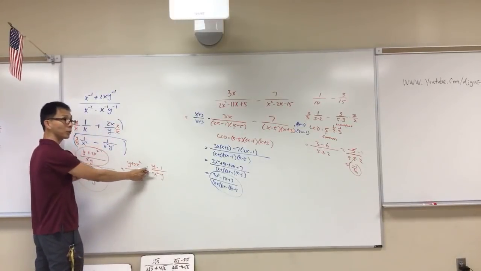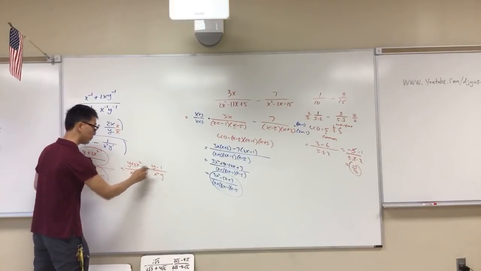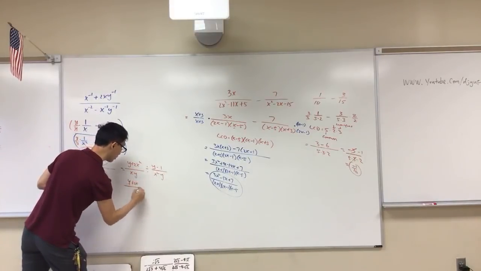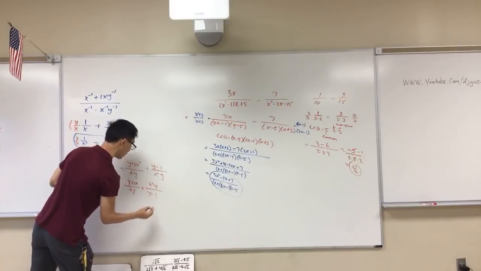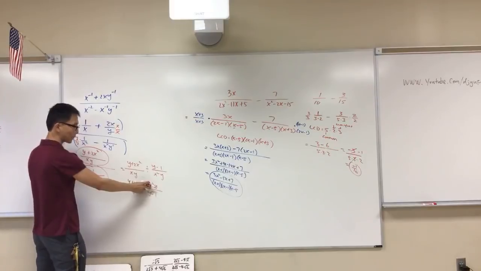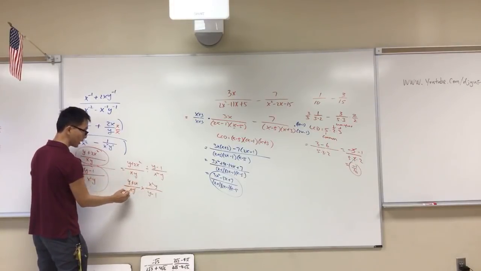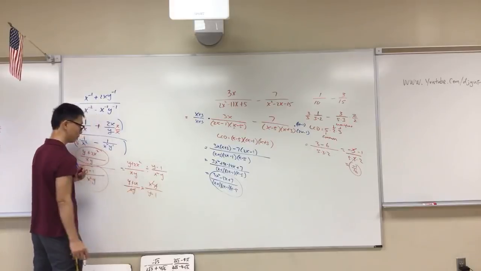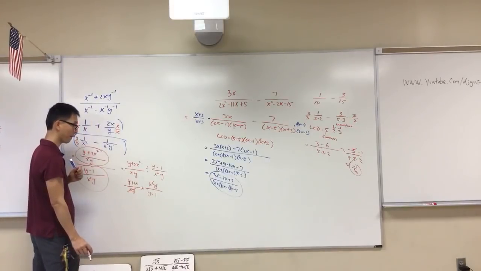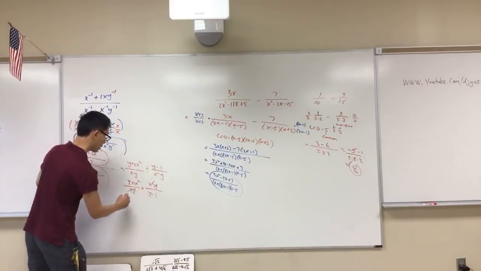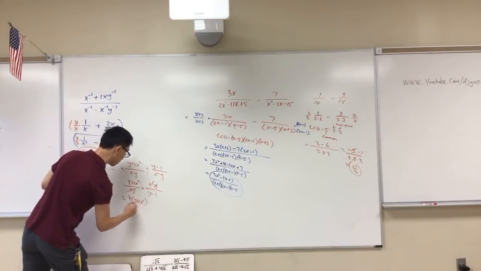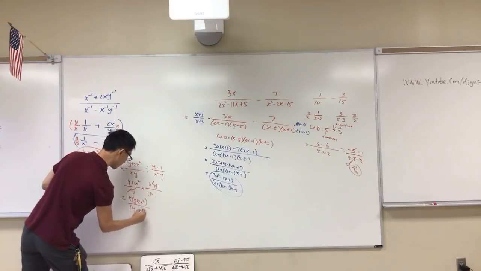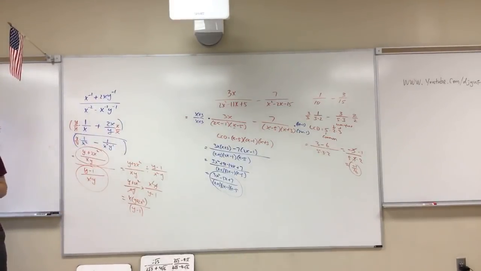If you divide, what do I do? Keep, change, flip. Y plus 2x over xy times x squared y over y minus 1. This is x times y, so xy and xy will cancel. It's 2x squared. So then you will have x times y plus 2x squared over y minus 1. And you're going to leave it in factored form. Do not distribute, because there are reasons for that.